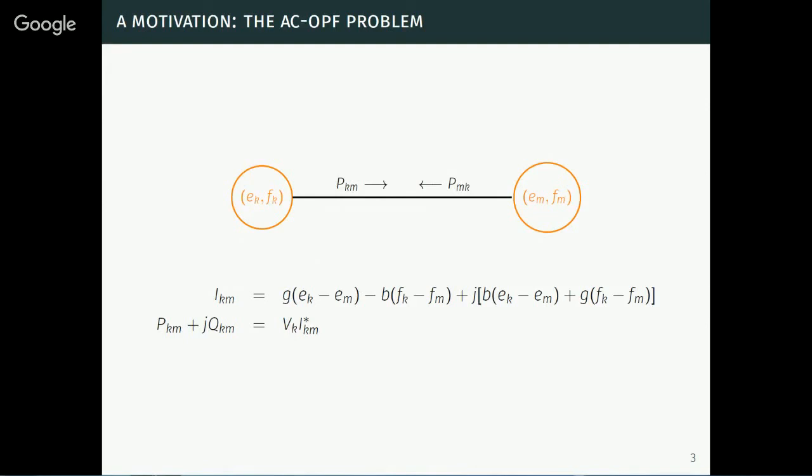Yes, it's a complex number, but you can always think of it as a vector in R2. So here, E and F is the voltage. The voltage in node K is (E, F). And this will be just an equality of complex numbers, so you can pose it as two equalities. This stands for the active power and the reactive power.